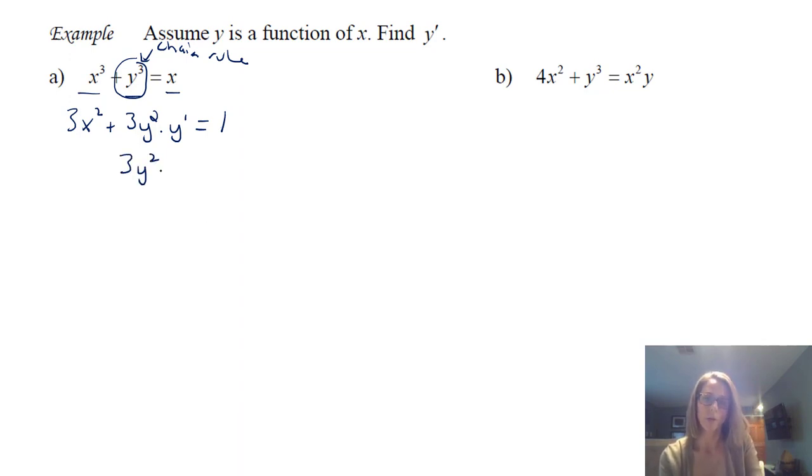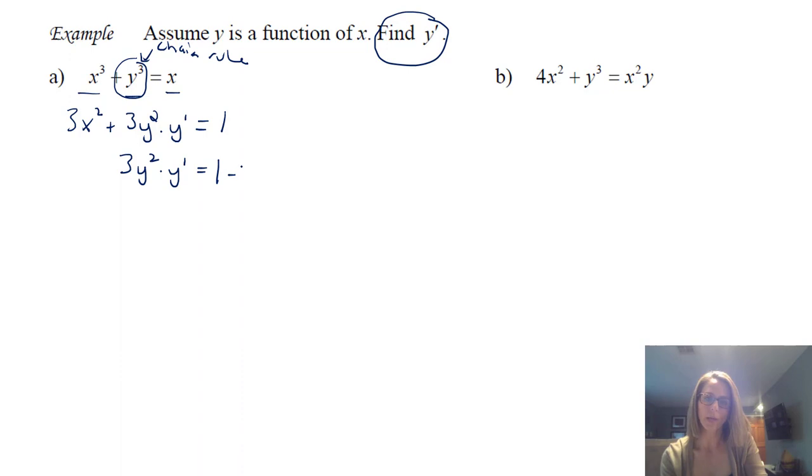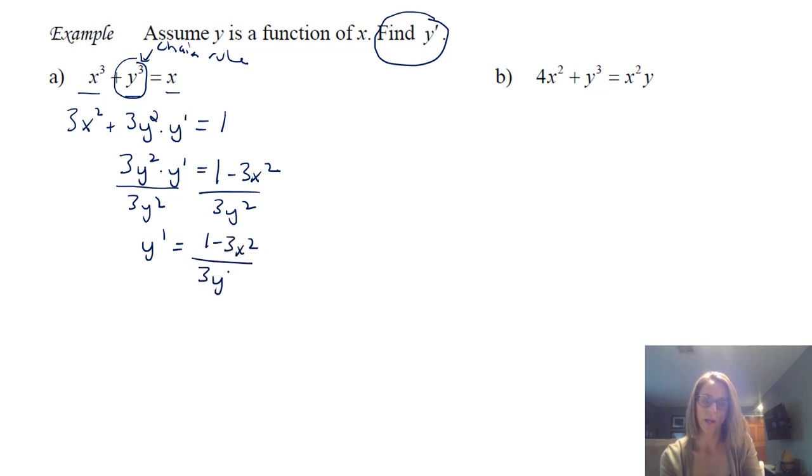So we have 3y squared times y prime, and our job now here is, it says find y prime, so I want to have an answer that is y prime equals. So I'm going to bring that 3x squared over using subtraction, and then you can probably guess the last step here in solving for y prime. It is division. And so we get y prime equals 1 minus 3x squared over 3y squared.